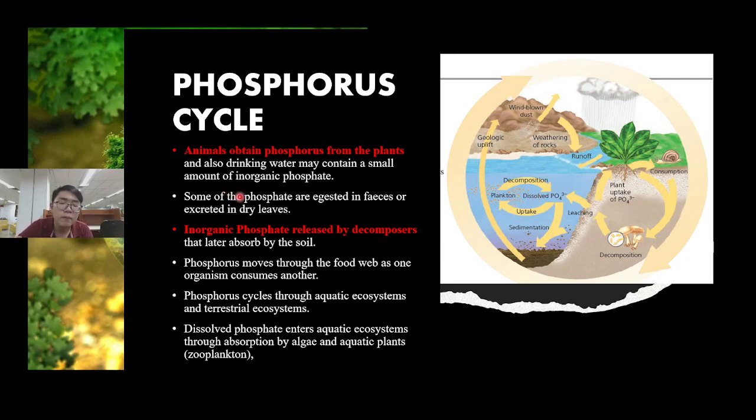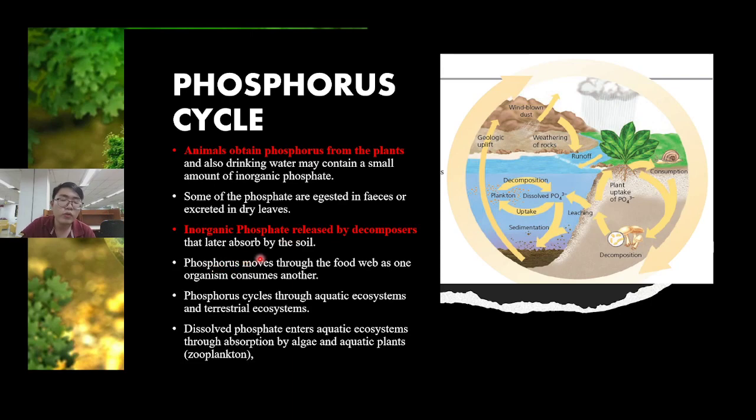And then some of the phosphate is ingested in feces or excreted in dry leaves. These are the extra phosphate that is excreted. The inorganic phosphate released by decomposers is later absorbed by the soil. The decomposers undergo decomposition of organisms that have died, and the soil will absorb the inorganic phosphate.